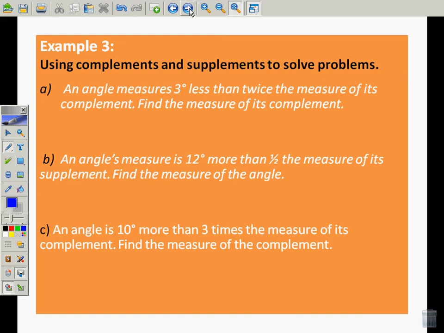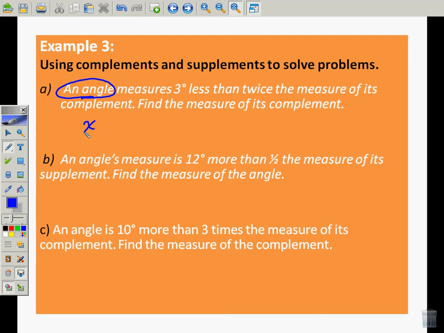What it says is that an angle measures 3 degrees less than twice the measure of its complement. Find the measure of its complement. We're going to set up a variable expression to try to model this. So I've got some angle. I'm going to call it x. Okay? So x is 3 less than what I actually want.